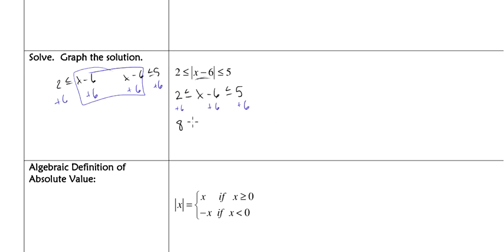So I end up with 8 is less than or equal to x, which is less than or equal to 11. And let's graph that first off. Over here we've got 0, negative numbers, positive. Actually, let me move 0 over a little bit because we're going to run out of room here. So negative numbers, positive numbers, I'll have 0 off to the side a little bit. And we're going to have 1, 2, 3, 4, moving on up to 8.